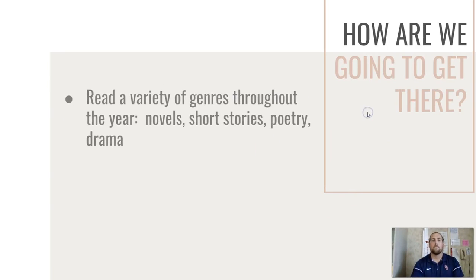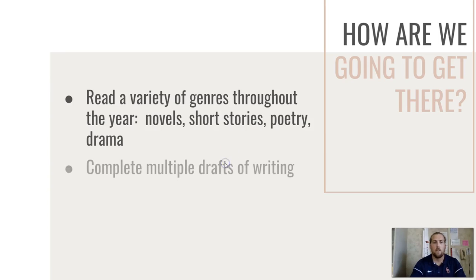How are we going to get there? So we're going to read a variety of genres throughout the year: novels, short stories, poetry, and drama. With the pre-AP, it's a lot of short stories focused for the first semester. We will be reading a lot of short stories, and we will get into Romeo and Juliet near the end of first semester. And complete multiple drafts of writing. Almost every time we write a longer essay or paragraphs, we go through multiple drafts, make sure it's peer revised, as well as they have time to edit it before they submit their final draft.